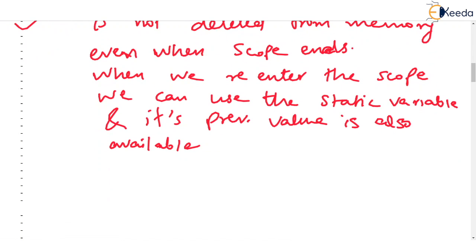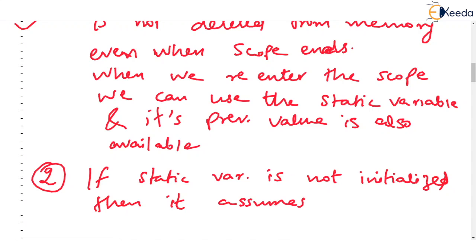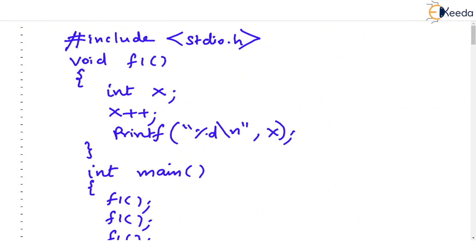The second very interesting point we saw about static storage class is, if a static variable is not initialized, then it assumes a default value, 0. Nice. Now come again, let's have some more discussion about static variable before we go to the actual IDE where we will type these programs and do hands-on.